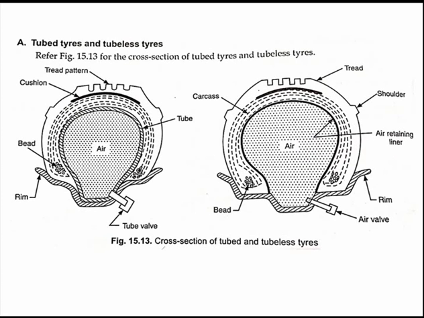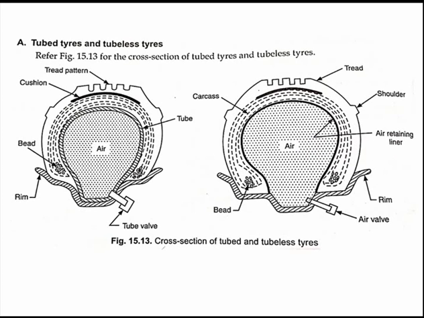Inside the air retaining liner there are also some chemicals provided, and that chemical closes the hole. So a tubeless tire is very easy to install, it has advantages over the tube type tire, and it has a longer life. The small hole left after pulling out the nail can be sealed by a rubber plug without removing the tire from the wheel.